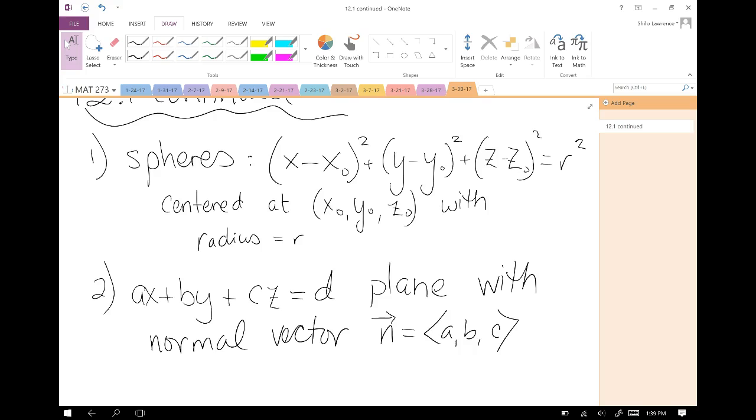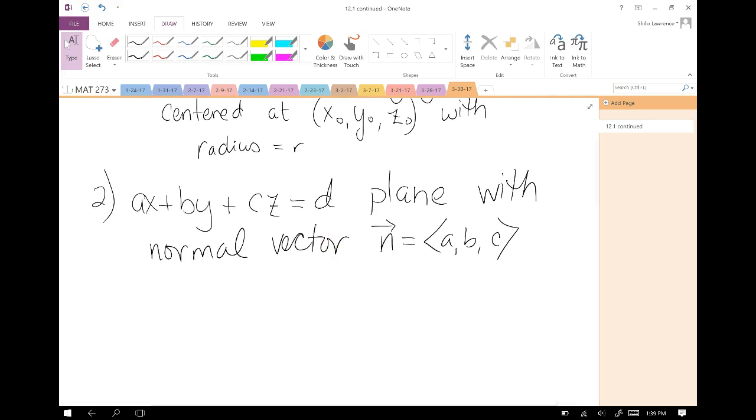If the variable is missing from the equation, if I know something is in the xy plane, but there's no y in the equation, it means there's no restrictions on the y.